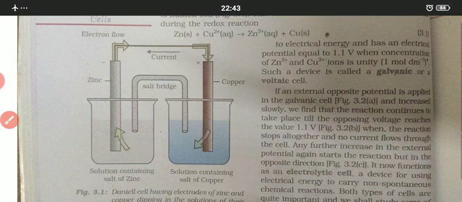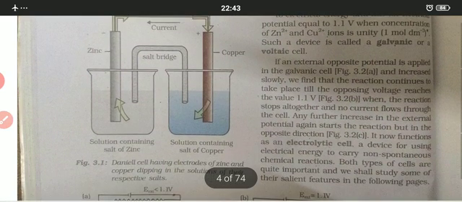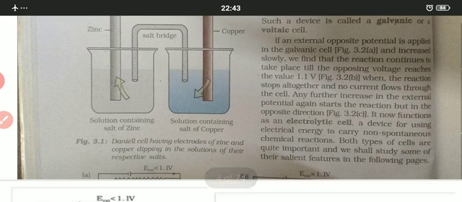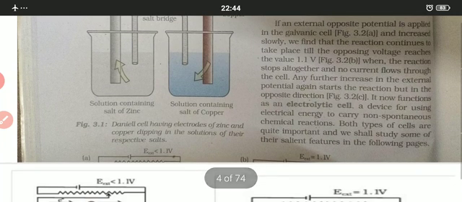Now if an external opposite potential is applied in galvanic cell and increased slowly, we find the reaction continues to take place until the opposite voltage reaches 1.1 volt. Okay, when the reaction stops altogether and no current flows through the cell, any further increase in external potential starts the reaction but in the opposite direction. It functions as an electrolytic cell, a device for using electrical energy to carry out non-spontaneous chemical reaction.